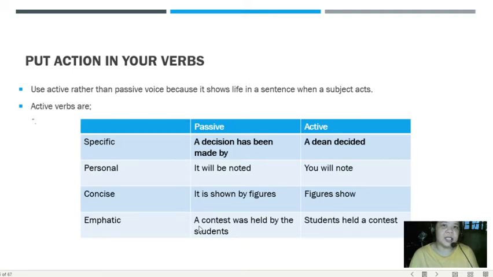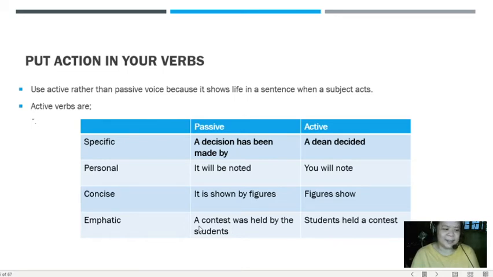See? "A dean decided" is more factual, more direct, more informative. Okay. So, now we go to passive again. "It will be noted." "You will note." Okay, so it creates more action. Next, "It is shown by figures." So "figures show" is better.